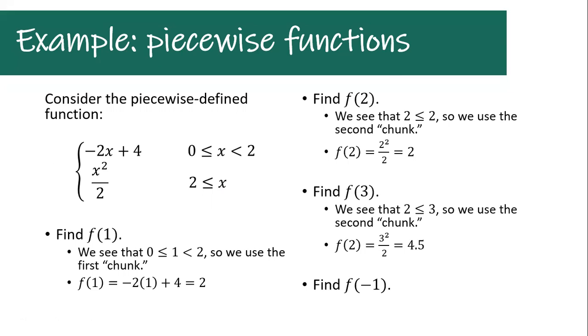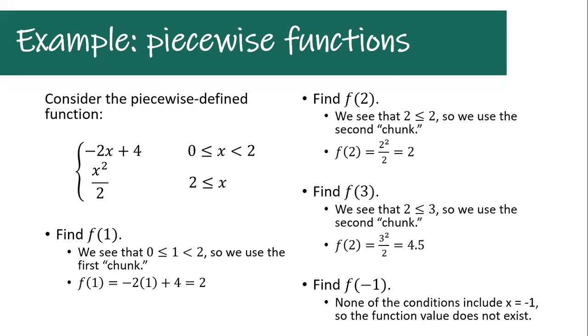Lastly, we want to find f of negative 1. So if we look at these chunks, negative 1 is certainly not between 0 and 2, but negative 1 is also not bigger than 2. So since this function isn't defined at x equals negative 1, then there's no solution. We just say that the function value doesn't exist. It's not defined.